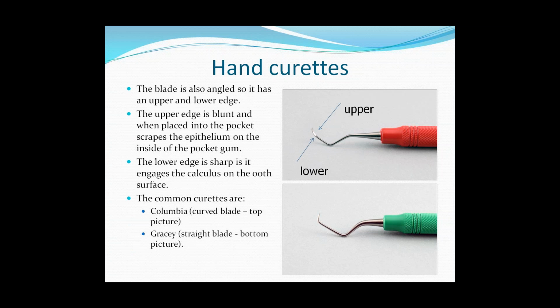You don't want the sharp surface against the epithelial tissue, because it's just going to carve it and you're going to have hemorrhage everywhere. So the sharp side, which is the lower of the two sides, is going to be the cutting surface, and that's the side you place against the tooth.